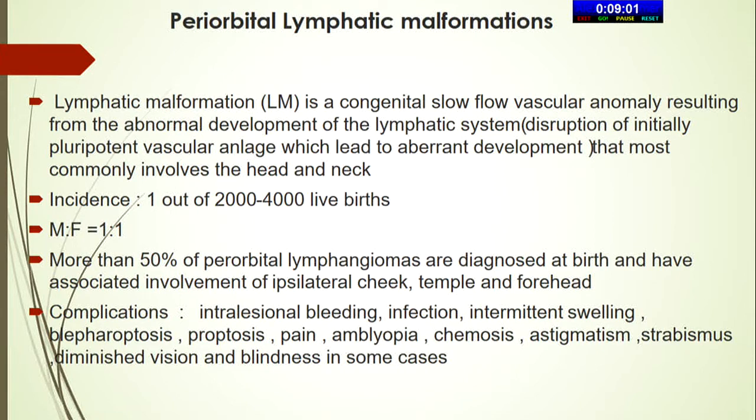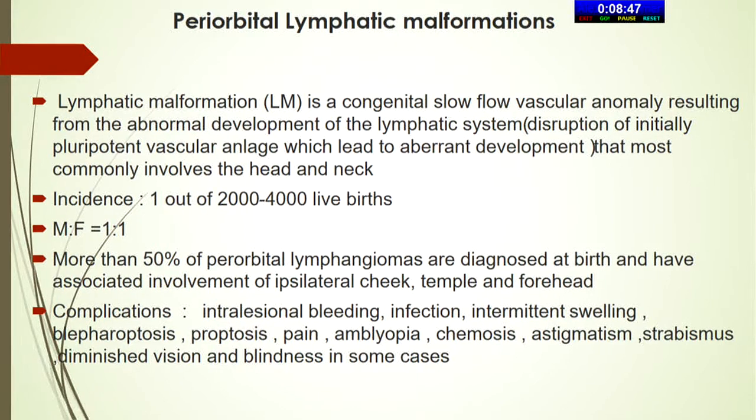And within that, our purview is the orbital lesions and the periocular lesions, where we see them in our specialty. They can cause occasional complications in between, like sudden intralesional bleeds, infection, swelling, and causing sudden blepharoptosis and proptosis, leading to some urgent situations where you need to manage them.